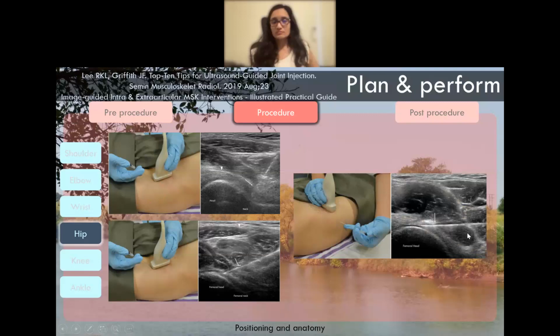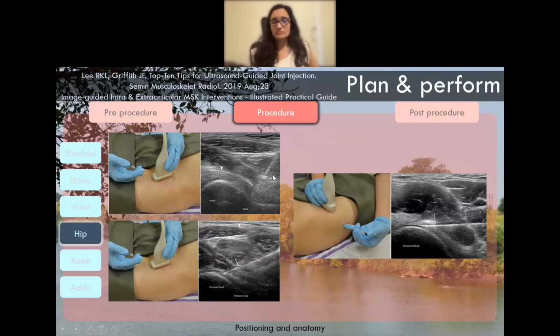And this is again, we already saw this. Here we try to insert the needle at the level of the femoral head, a little inferiorly, so that we can see the needle in a 90-degree plane to the ultrasound beam with good reflection here. This is also a way to enter the hip joint.